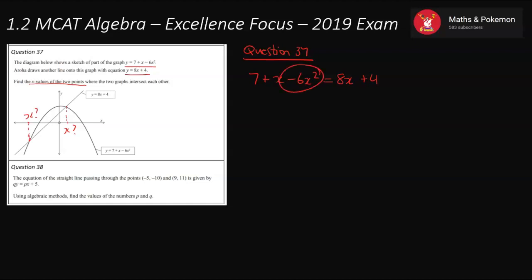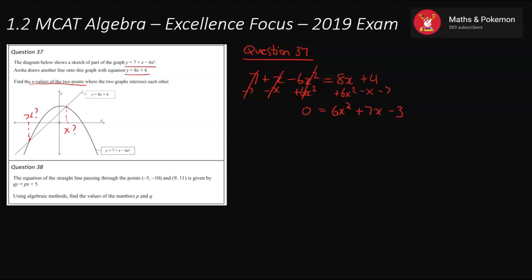So this is a negative 6x squared. I'm going to move it to the other side just to make it positive. That makes it easier to factorize. So I'm going to go plus 6x squared. Those cancel each other out. Plus 6x squared. And then we've got minus x, cancel, minus x. And then we've got minus 7, cancel, minus 7. So 0 is equal to 6x squared plus 7x minus 3.